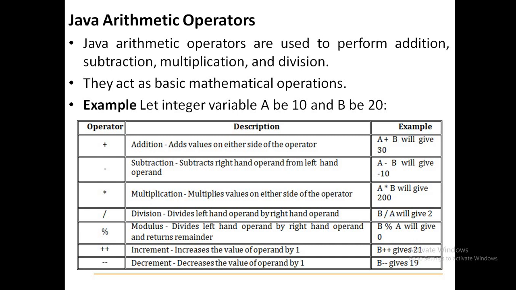In the same way, multiplication produces a value 200, and division gives the quotient as 2, and modulo division gives the remainder of dividing 20 by 10, which is 0. Increment increases the value that is being stored in the operand by 1, and decrement decreases the value that is stored in the operand by 1.